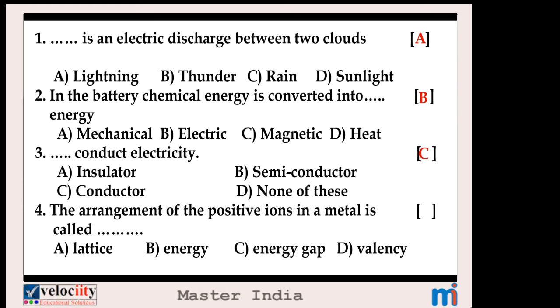Fourth one, the arrangement of the positive ions in a metal is called dash. A, lattice. B, energy. C, energy gap. D, valency. Correct answer is option A, lattice.